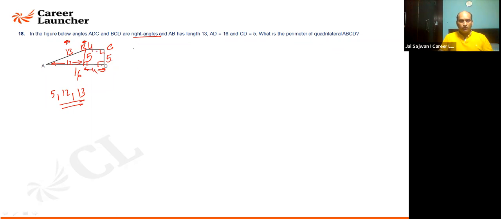So can I say the length of AB is 13, BC is 4, 5 plus 16. Rest of the values are given. So this is 20 plus 18, which is 38. Answer is 38. I believe it is clear.